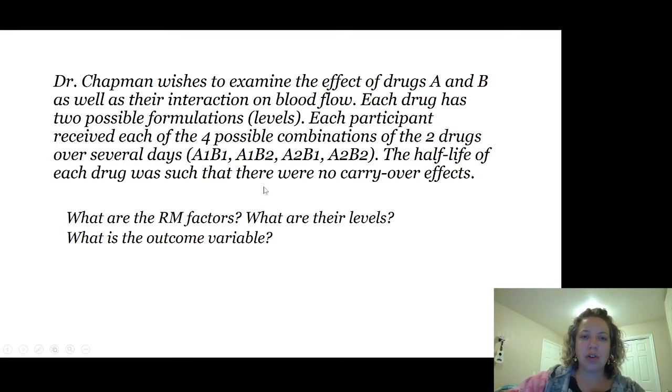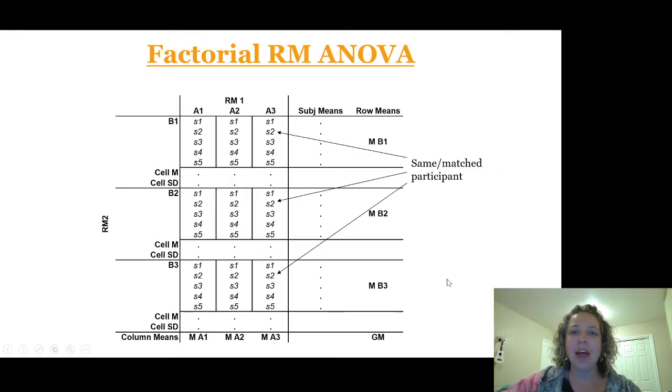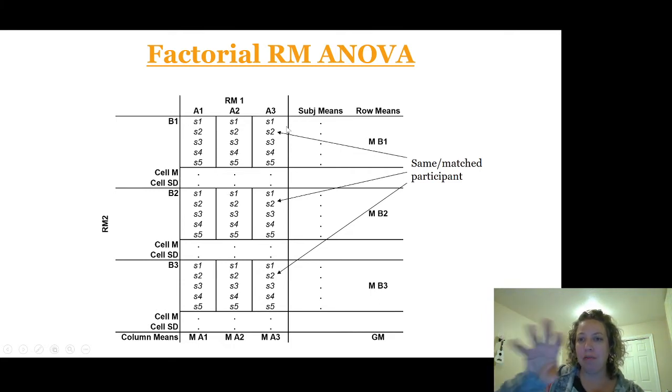So let's see, we've got order A1, B1, A1, B2, A2, B2, B1, different ordering. Okay, the outcome here is going to be blood flow. I guess we're looking at blood flow over these 4 different combinations. Okay, this is one way that the data can be set up, where we have these, and this is a factorial. Sometimes this is called a panel design because we have the different panels. So we have these 3, and then we repeat 3, and then we repeat 3.